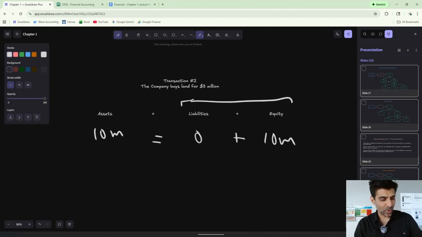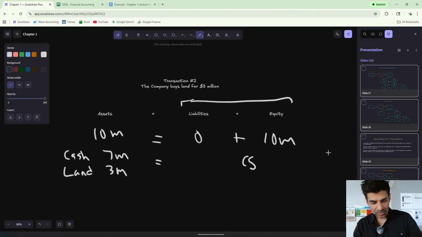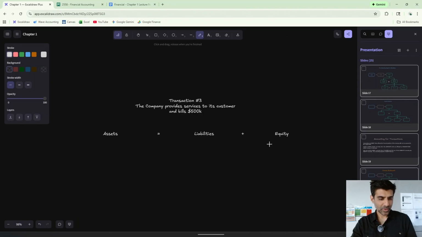Okay, so how is this broken out? We have cash, 7 million, land, 3 million. And then this is the same. Common stock, I'm just going to shorthand it, 10 million. Okay, so this balance is still holding. Okay, let's go to the next one.